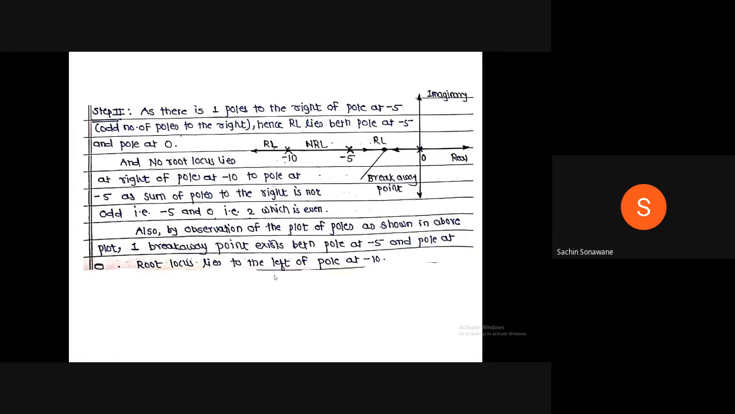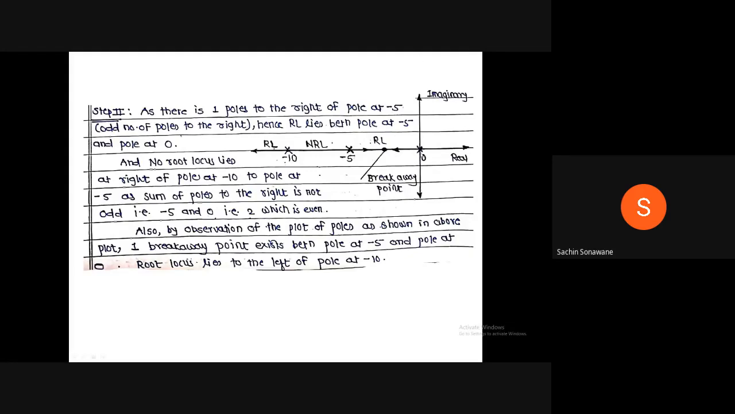Now step 2: we have to locate the poles and zeros, and find out the root locus region and no root locus region. First of all you have to draw two axes. The x axis is known as the real axis and the y axis is known as the imaginary axis. Towards the left side are negative values, towards the right side positive values. You have to locate the points 0, minus 5, minus 10. Since they are poles, they are indicated by a cross.